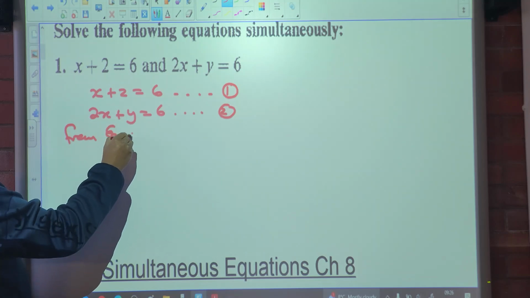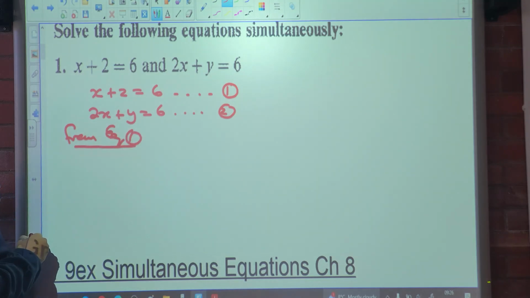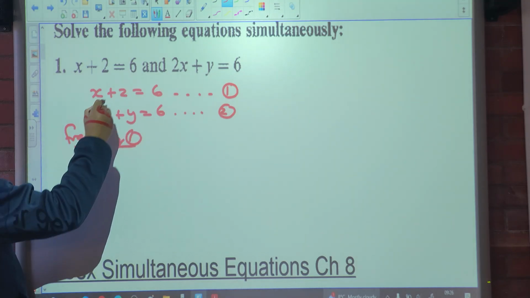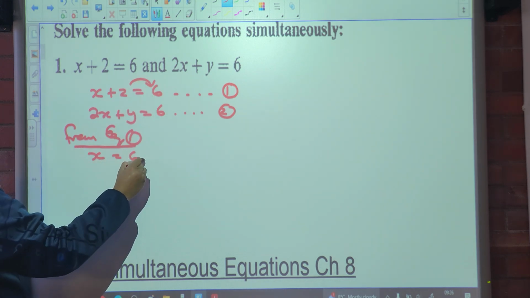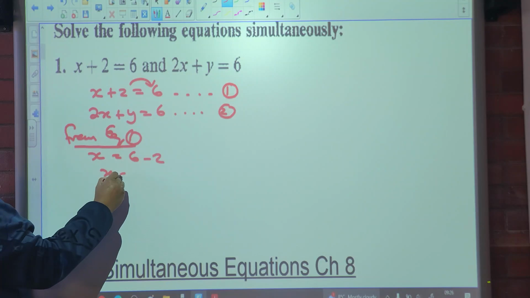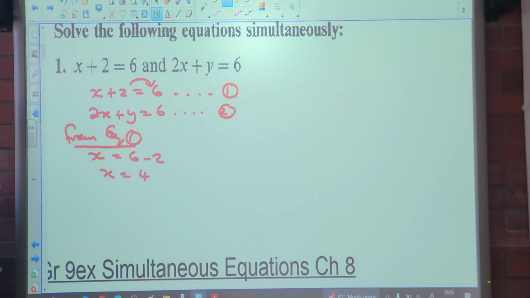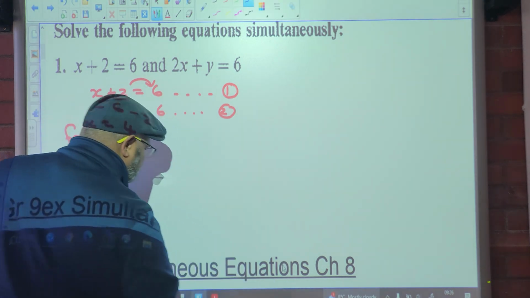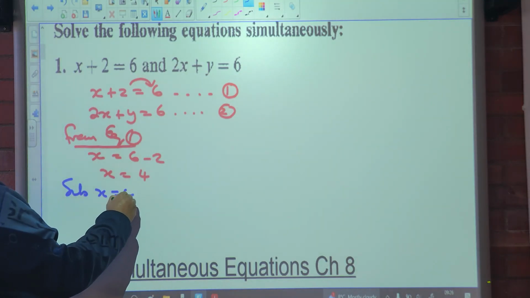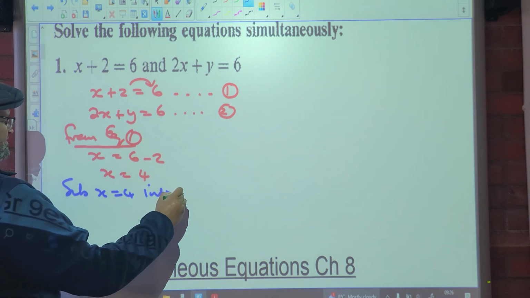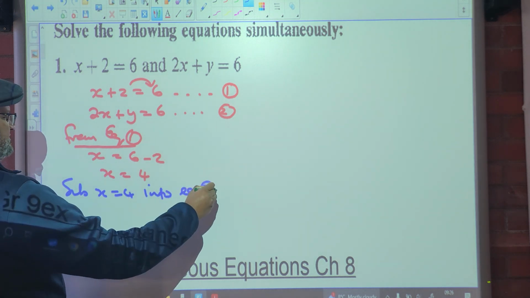So from equation 1, what do we have? x is equal to 6 minus 2. And 6 minus 2 is? So there we have solved one unknown. So what do we do now? We'll substitute x is equal to 4 into the other equation, which is equation 2.